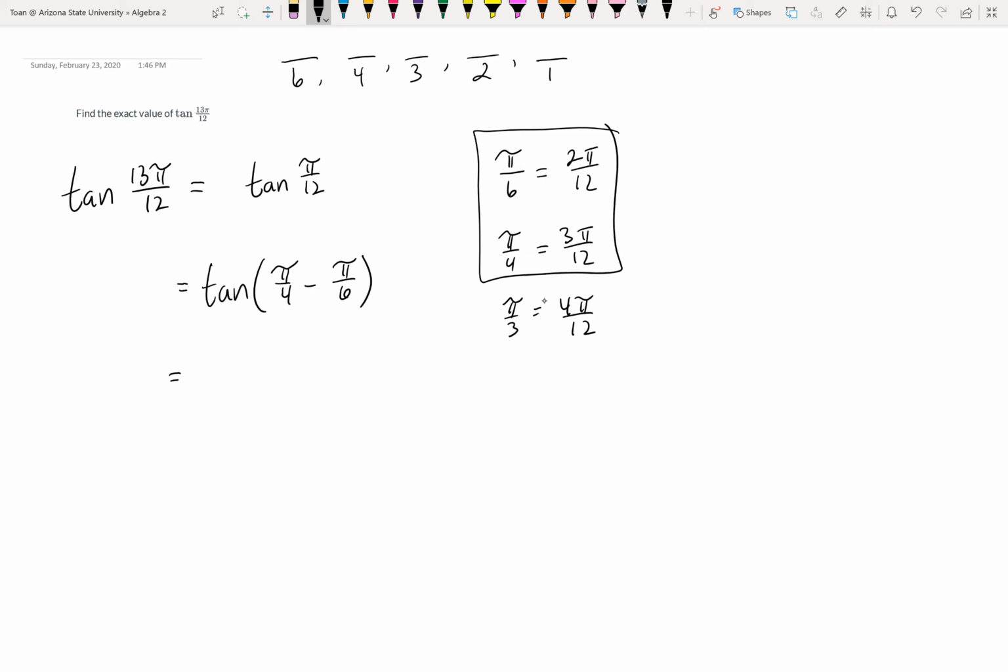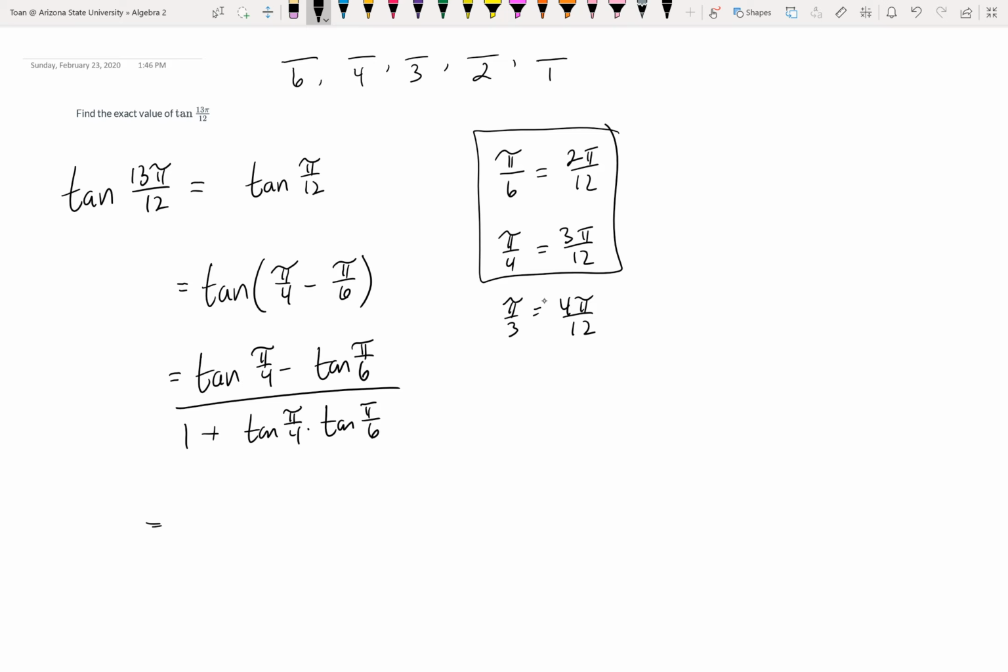So notice that we now have a tangent of a subtraction problem. Fortunately, according to our identity sheets, there is a way to handle this. According to the sum and difference formulas, tangent of a difference is tangent of the first angle minus tangent of the second angle, all over 1 plus tangent of the first angle times tangent of the second angle.